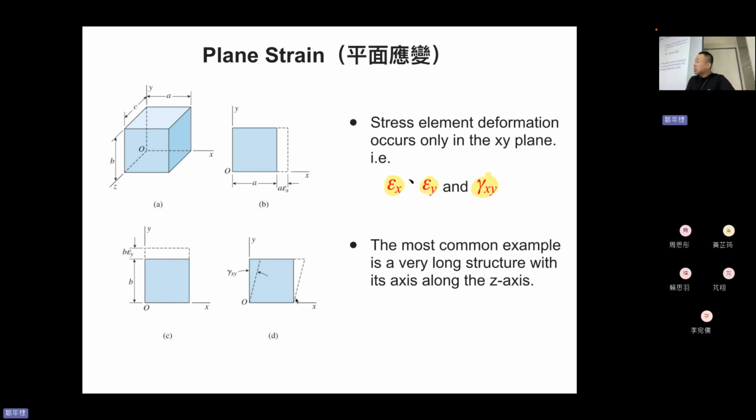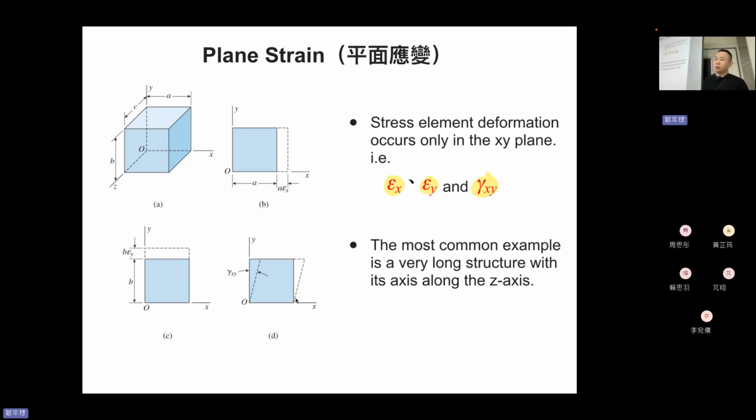So let's see our plane stress in the previous section. In the previous section, we talked about plane stress. Plane stress means that the z direction has zero sigma z. No sigma z, which means that the difference of the stress in the z direction is nothing. So we can regard plane stress as a really thin film.